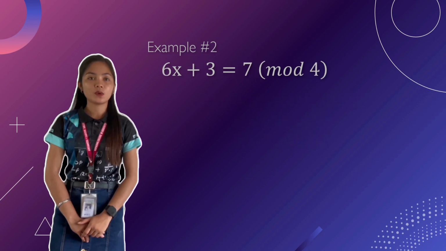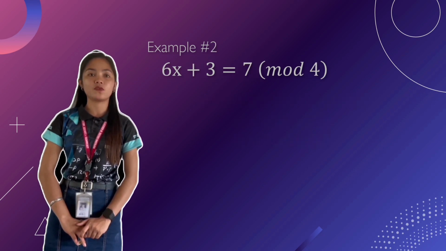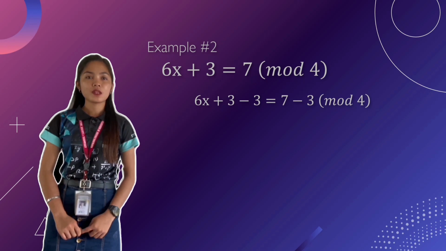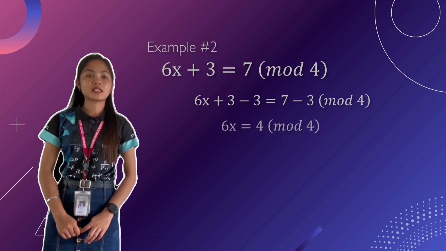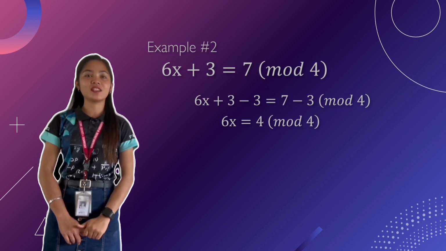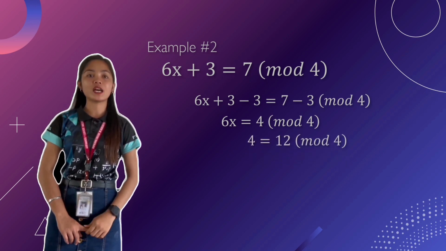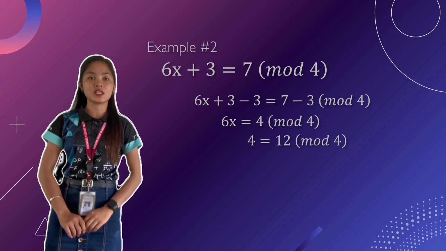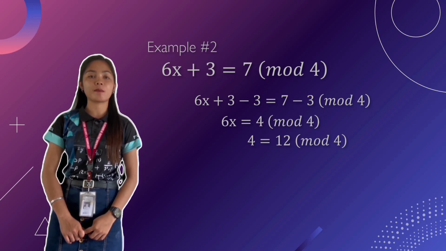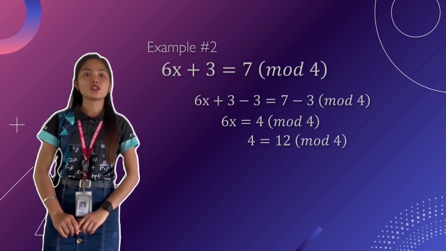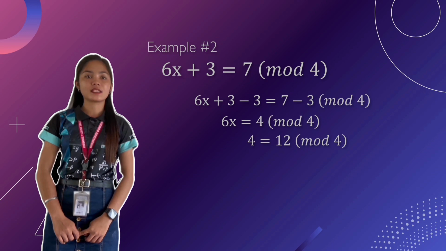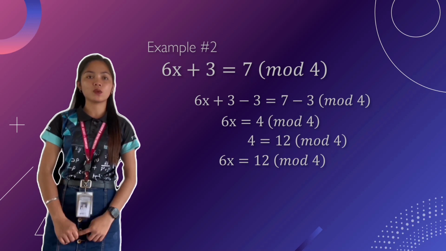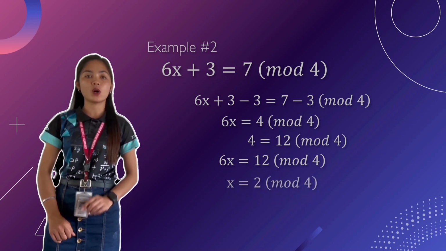Okay, example number 2. We have 6x plus 3 is equal to 7 mod 4. So, 6x is equal to 7 minus 3 mod 4. We are going to use also here the subtraction property of equality. Then, 6x is equal to 4 mod 4. The next thing we're going to do is to find the multiple of 4 that will have the same remainder as when we divide 4 by 4. 4 divided by 4 has a remainder of 0, and 12 divided by 4 also has a remainder of 0. So we will use 12. So 4 is equal to 12 mod 4, and 6 is equal to 12 mod 4. And then 12 divided by 6 is equal to 2. So that's why x is equal to 2 mod 4.